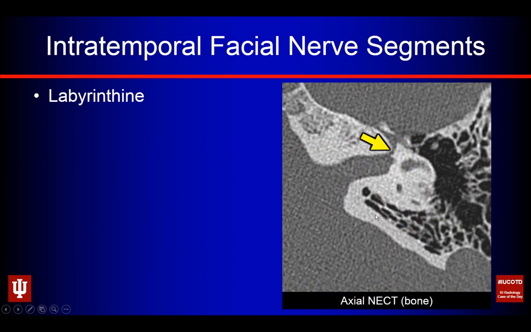So let's look on imaging to see what it looks like. We talked about the cisternal segment, we talked about the canalicular segment. Now we're looking on this temporal bone CT at the labyrinthine segment.